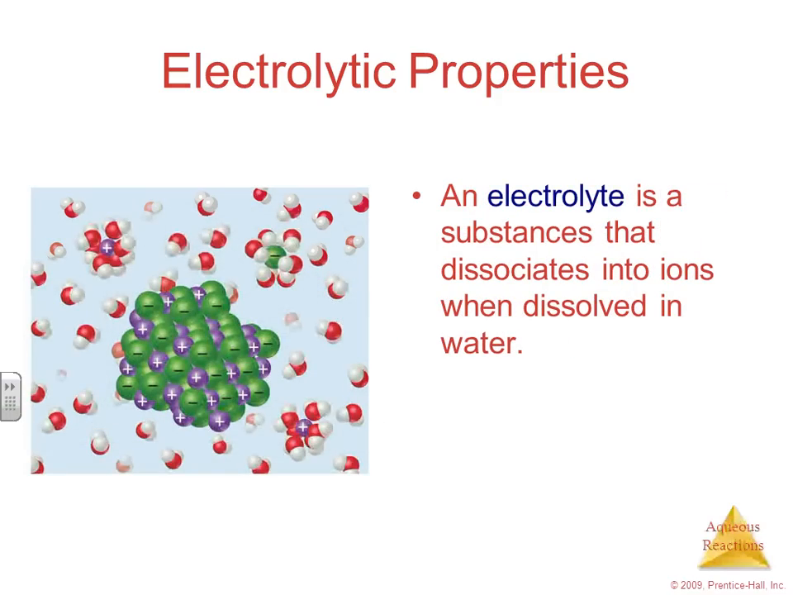An electrolyte is a substance that dissociates in ions when it dissolves in water. So an electrolyte is basically a substance that dissociates in ions. So we're talking about ionic compounds when they dissolve in water. They form ions in solution, so they would be classified as an electrolyte.